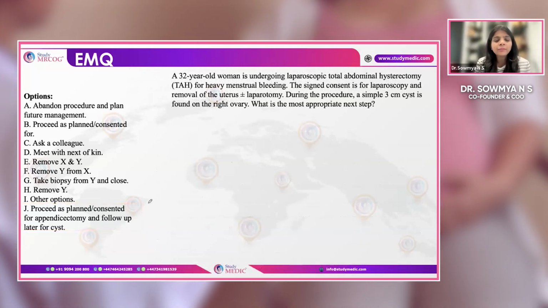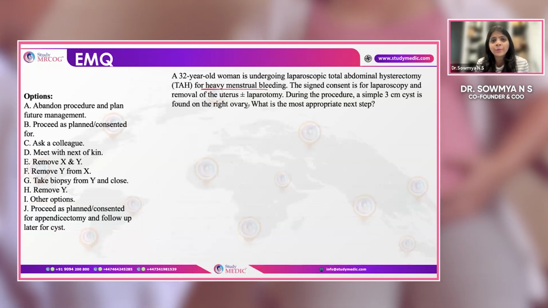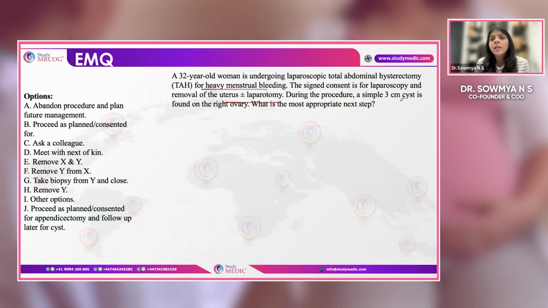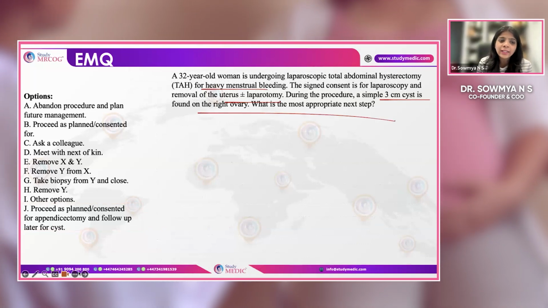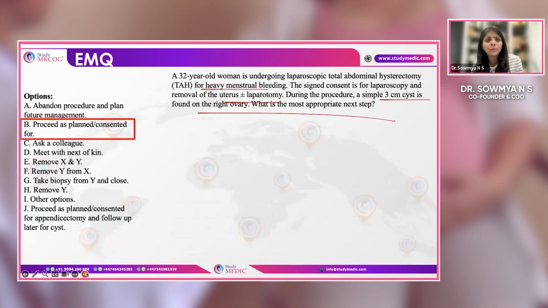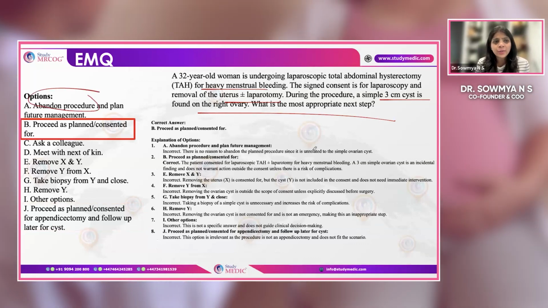Next one. A 32-year-old woman is undergoing lap total abdominal hysterectomy for heavy menstrual bleeding. Signed consent for laparoscopy is removal of uterus and laparotomy. A simple 3 centimeter cyst is found on right ovary. I think we did this before also. This would be to only proceed as planned and consented for. Abandoned procedure doesn't suit here.